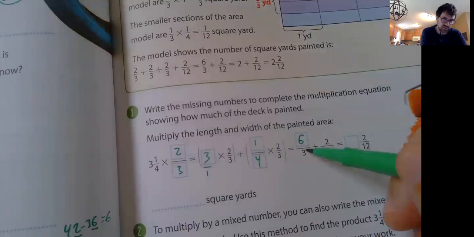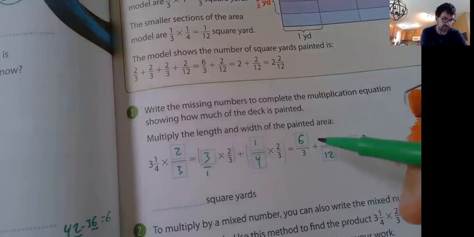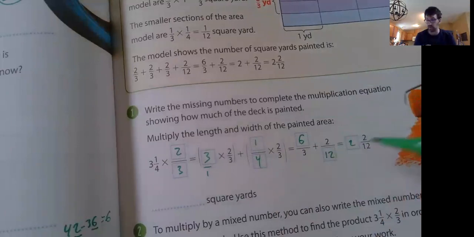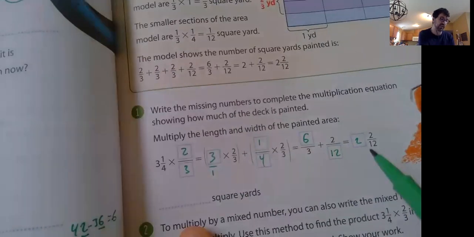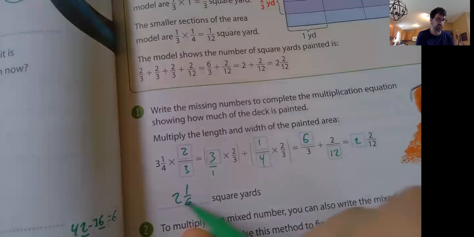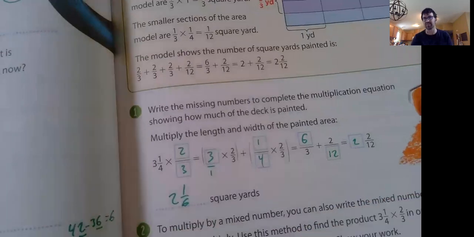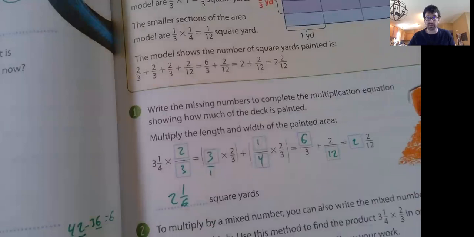But this 6/3 is just 2, isn't it? 6/3 is just 2. So it'd be 2 and 2/12. Okay. Now, ideally, again, we'd want to simplify that to 2 and 1/6, even though the book does not show that as the answer. It's frustrating for me. I don't know why we wouldn't be simplifying. We've been doing it all year long. Why would we stop doing it now?